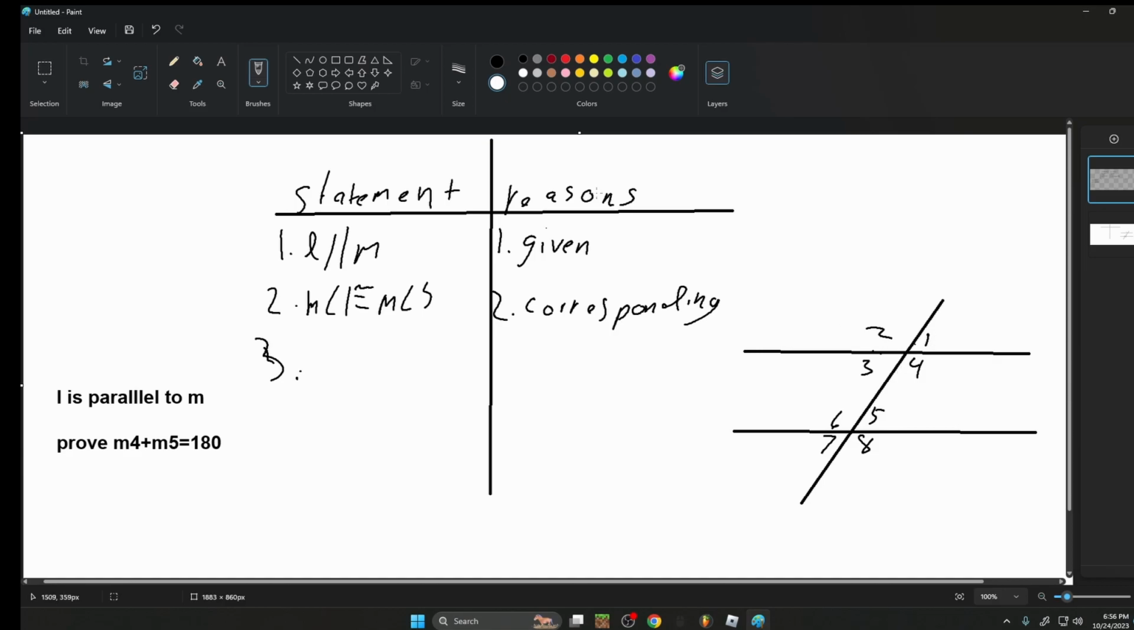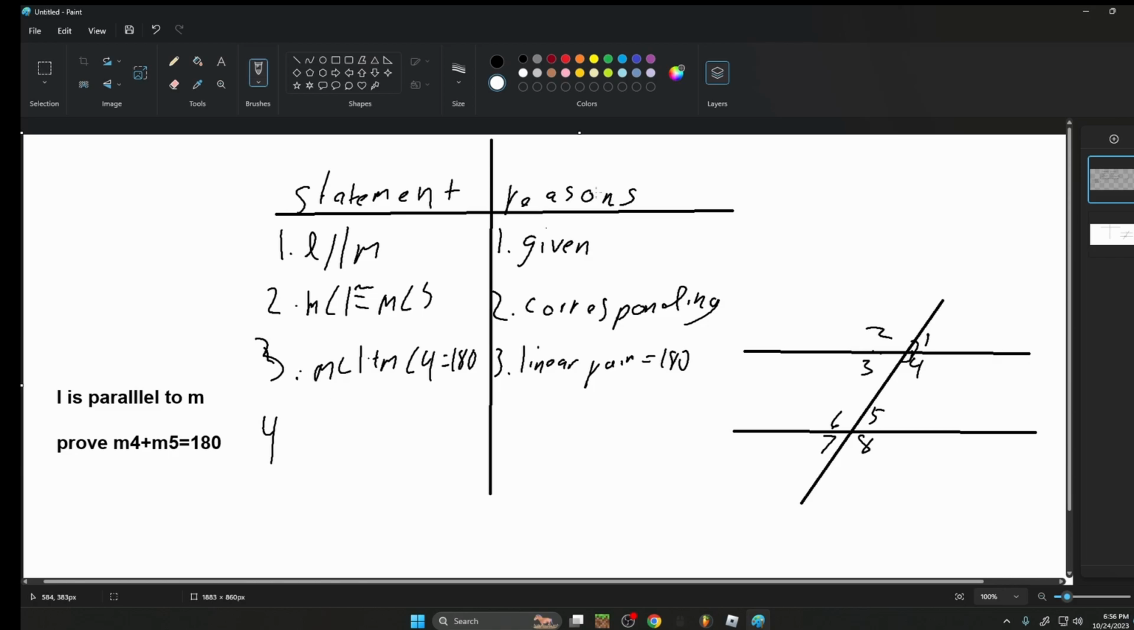But we could use that these are a linear pair, angles 1 and 4. So we could say that m angle 1 plus m angle 4 equals 180. Our reasoning behind that is that they're a linear pair, which equal 180. You see here, m angle 1 plus m angle 4 is 180.